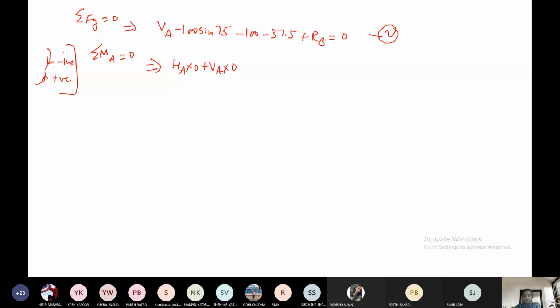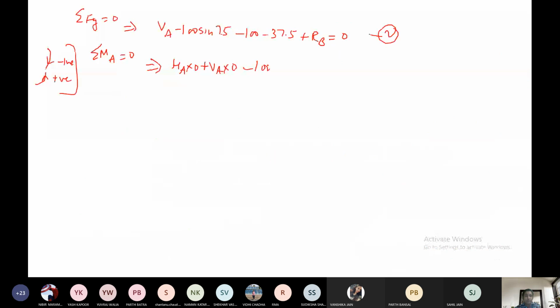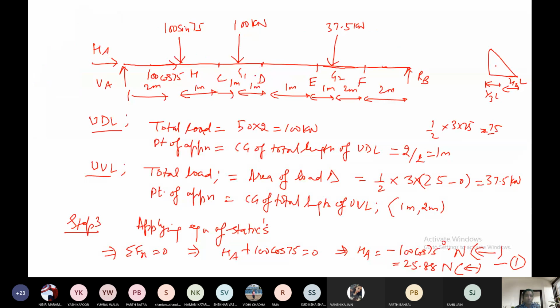After that, you can see this force is 175 and the distance is 2 meter, and since it is clockwise, that will be minus 175 into 2. Then this is 100 kilonewton force. This is also clockwise. So 2, 3, 4. That will be minus 100 into 4.